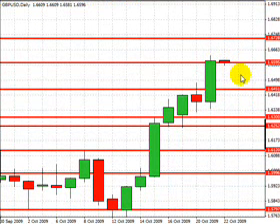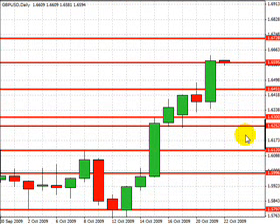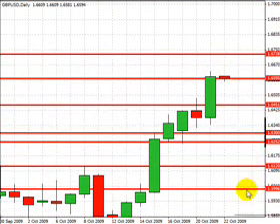First level of support is going to be found at 164.50, followed by 163 and 162.50. Below that, 161.20 is going to be a very major area of support. Once again, levels of support, the first one is 164.50, 163, 162.50, 161.20, and finally 160 even.